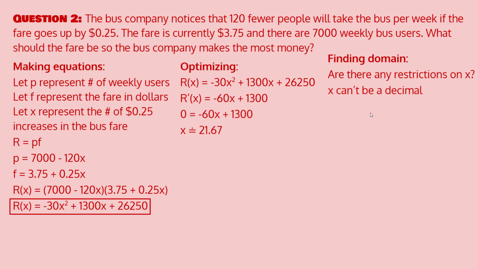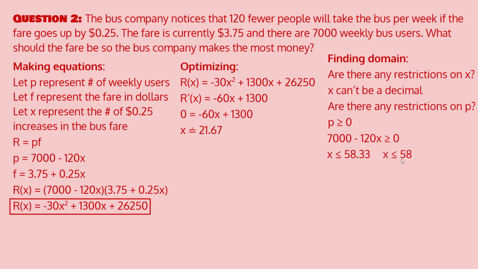So let's look at if there's any restrictions on the other variables. Are there restrictions on p? Yes, there are. The number of people has to be greater than or equal to 0. So look at this. We have an equation where p is in terms of x. So let's sub that in, and if we rearrange to get x, x has to be less than or equal to 58.33. And since we just said x cannot be a decimal, then we can rewrite this as x is less than or equal to 58.